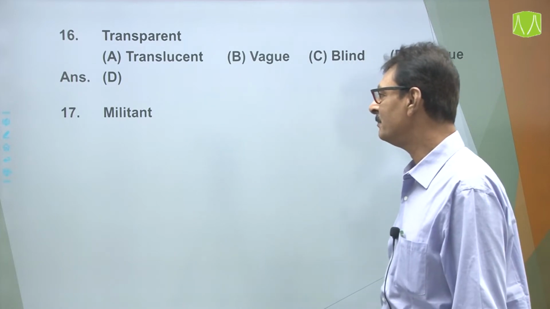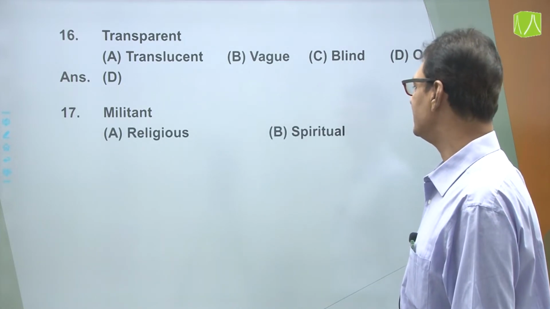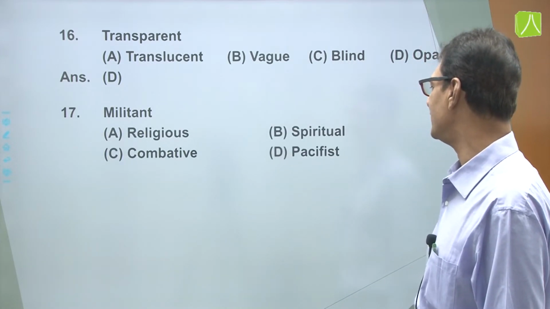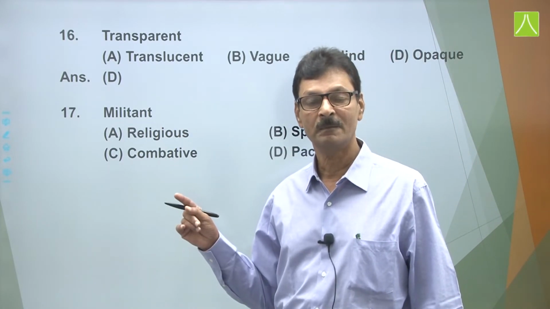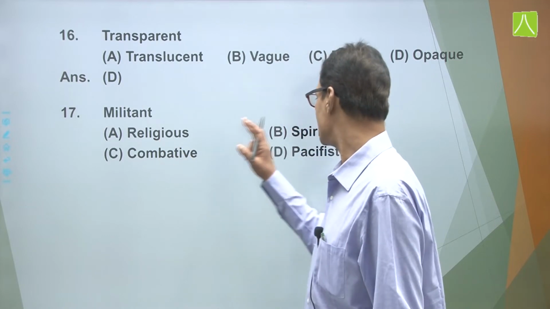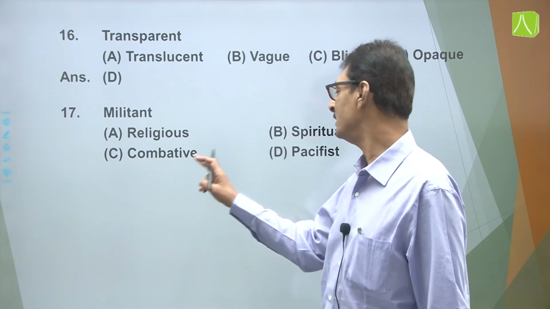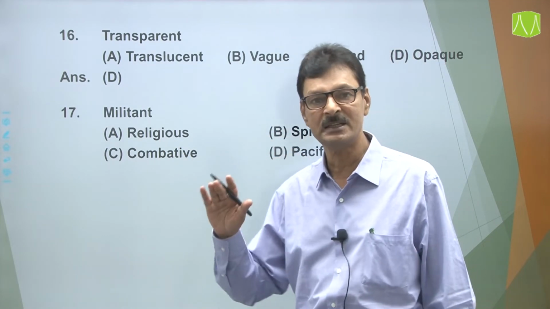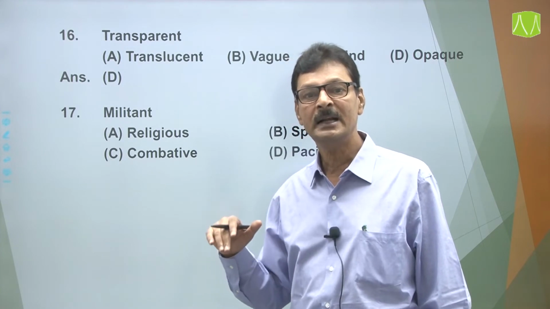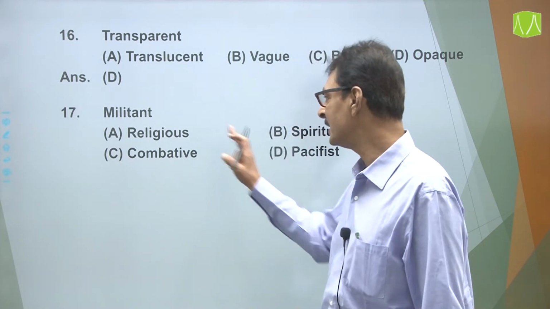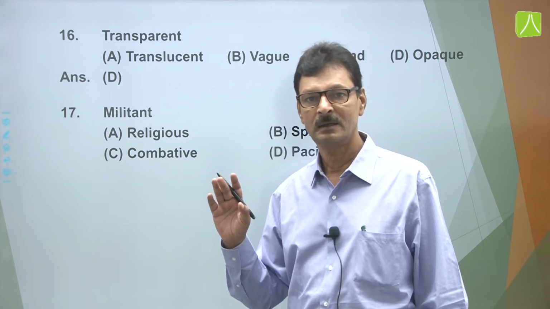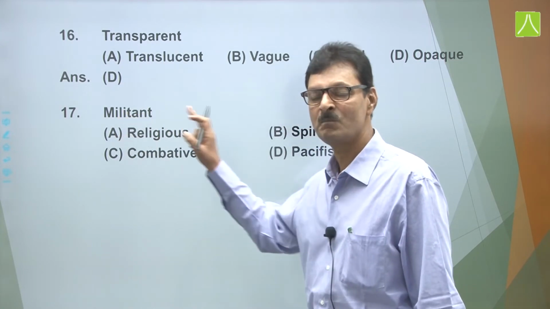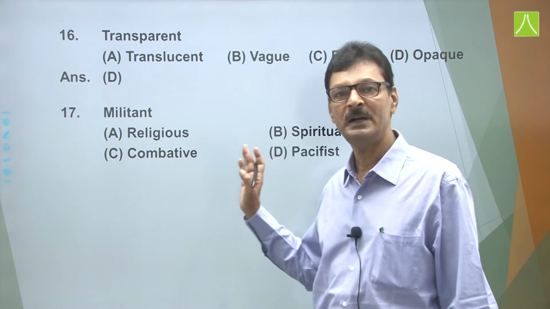वर्ड नंबर 17, मिलिटेंट, रिलीजियस, स्पिरिचुअल, कॉम्बैटिव और पैसिफिस्ट. मिलिटेंट लड़ाई लड़ने वाला, रिलीजियस नहीं हो सकता, स्पिरिचुअल नहीं हो सकता है, कॉम्बैटिव नहीं हो सकता है. व्हाट इज पैसिफिस्ट? पैसिफिस्ट इज शांति प्रिय, अहिंसावादी इज पैसिफिस्ट. मिलिटेंट हिंसावादी, one who believes in violence. Pacifist, one who does not believe in violence.